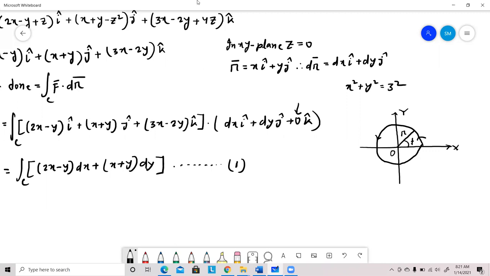Now if we want to convert this circle into parametric form, what is the parametric form of a circle? Say x equal to r cos theta, y equal to r sin theta. This is the parametric form of a circle.